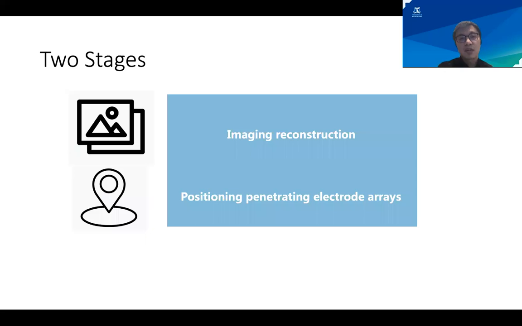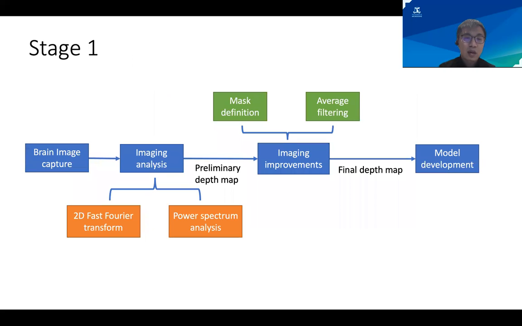So the design process contains two stages. One is image reconstruction, that is, constructing a three-dimensional structure from original images. The second one is positioning the penetrating electrode array by a macro manipulator. So at stage one, brain imaging is a non-invasive technology to capture the structure of the brain. Image capture uses OCT or a microscope to record a series of image data from 1 to 90 depths.